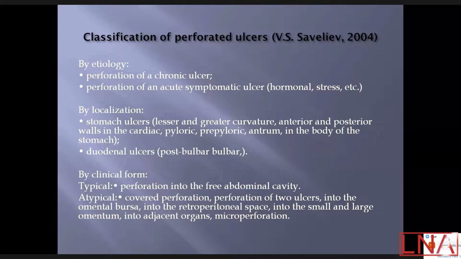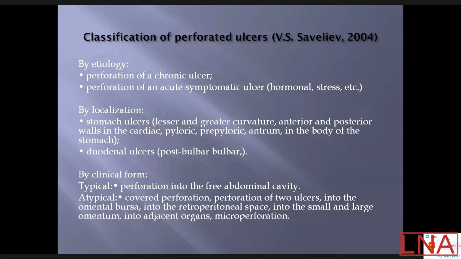Classification of perforated ulcer. In Russia we use the Savelyev classification. I don't know what classification is used in your country. The Savelyev classification is divided by etiology, localization, and clinical forms. Etiology may be perforation of a chronic ulcer or perforation as a result of an acute ulcer. Acute ulcer means, for example, hormonal stress after trauma or after a big operation.